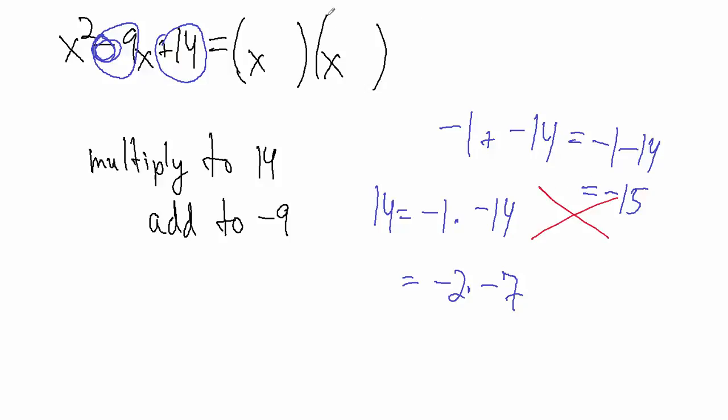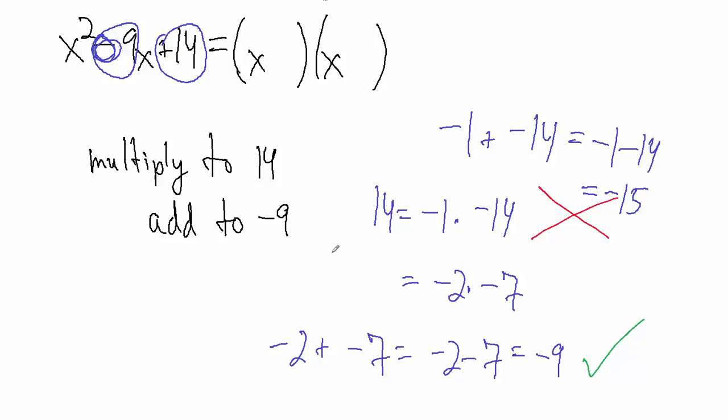Now what about negative 2 and negative 7? Well, of course the product works because that's how we found those numbers, but what happens if we add them together? Negative 2 plus negative 7 is negative 2 minus 7, which is negative 9. And that's good because that's exactly what we're looking for.